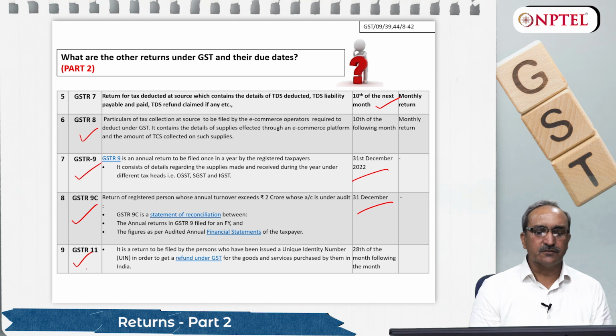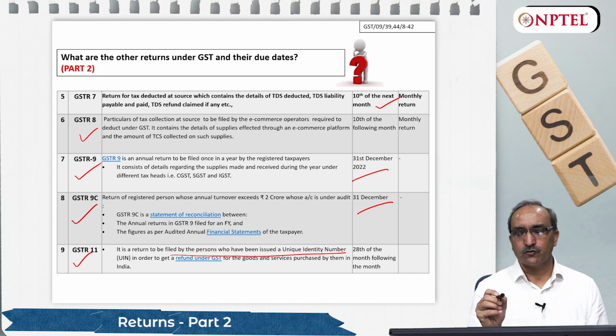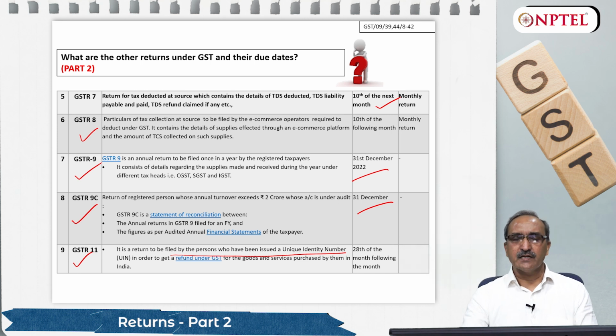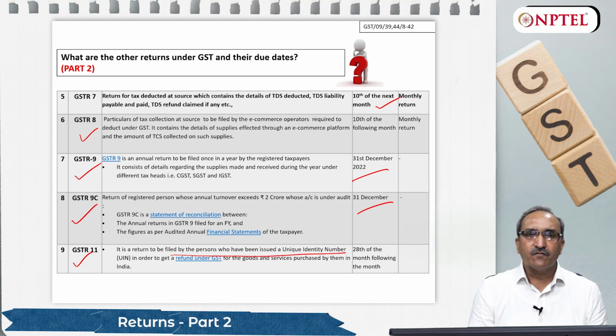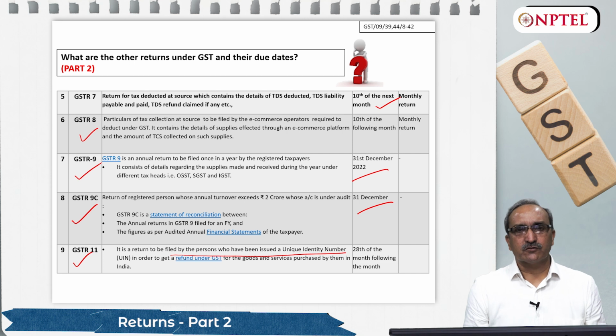Another return is GSTR 11. It is a return to be filed by a person having a unique identification number. So friends, if you remember in GST registration, if any foreign agencies are working in India, like UNO agencies, embassies, these have special status under GST, and for them all inputs are free from tax. Whatever item they are consuming in India, they will be tax free.